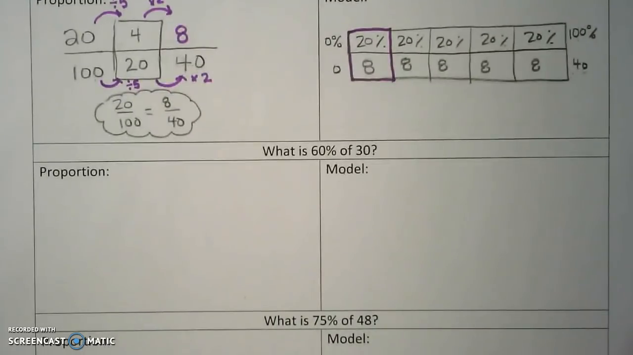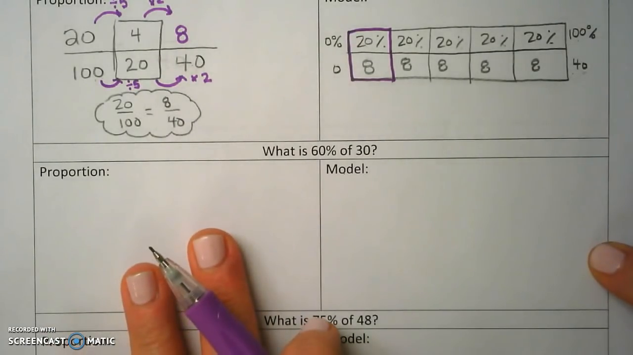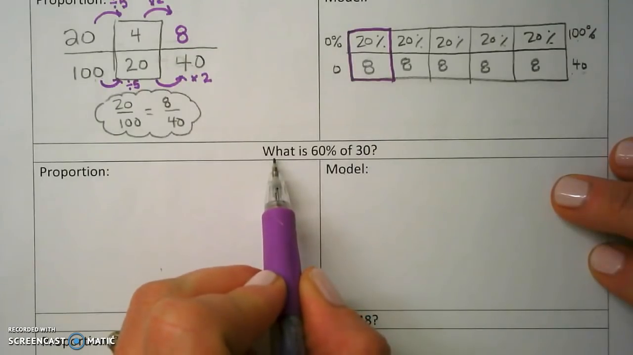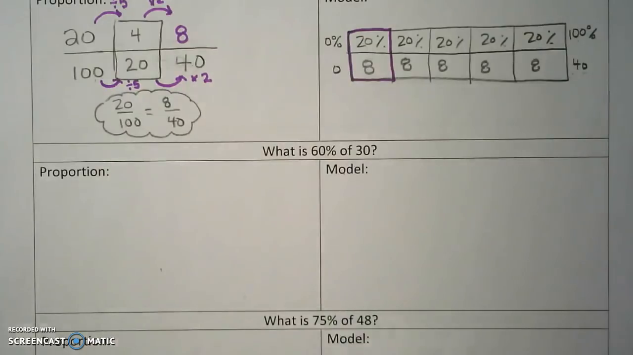Well, let's look down here at our second problem. Again, we're going to show this two different ways. One time with the model and another time with a proportion. And the question that we're trying to answer is, what is 60% of 30?